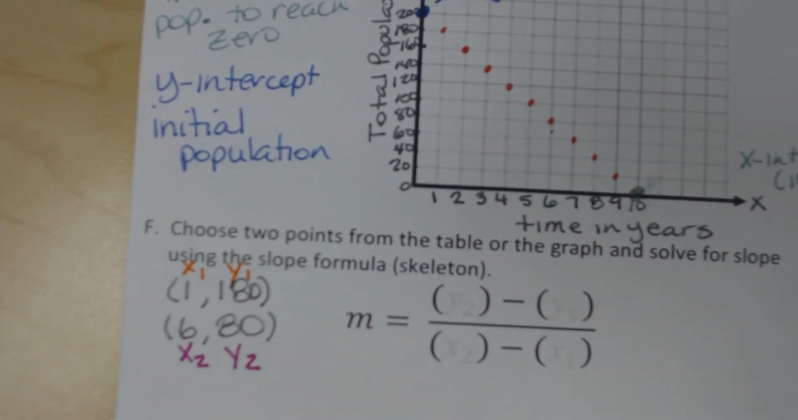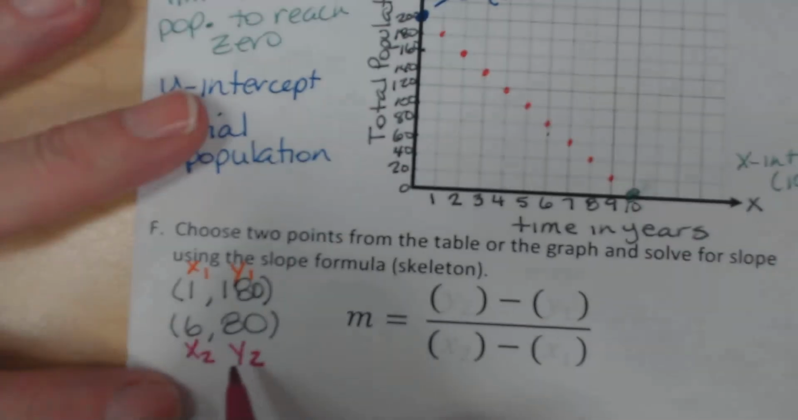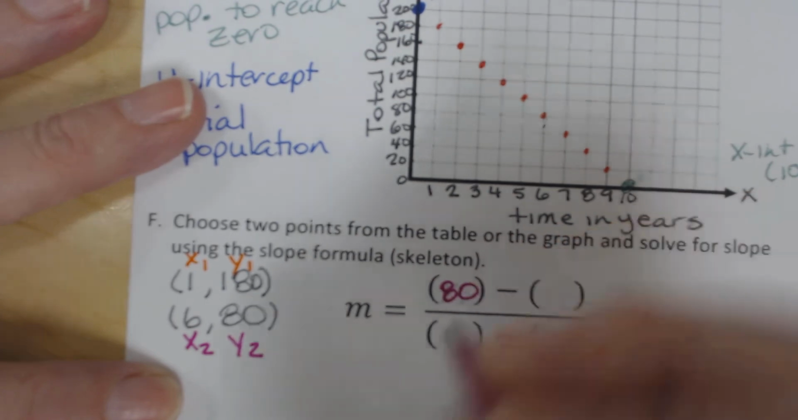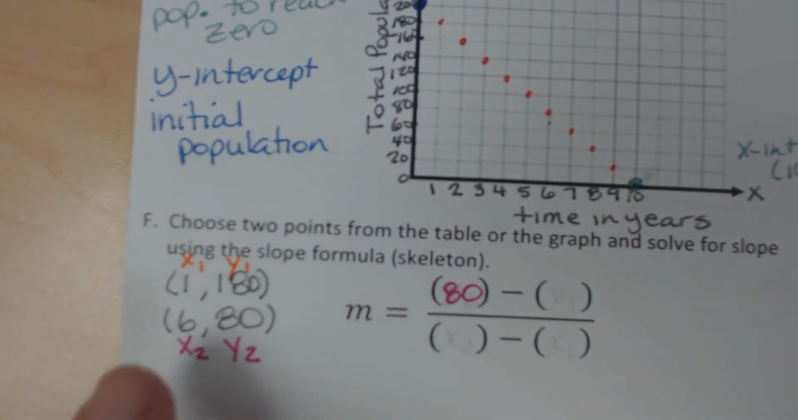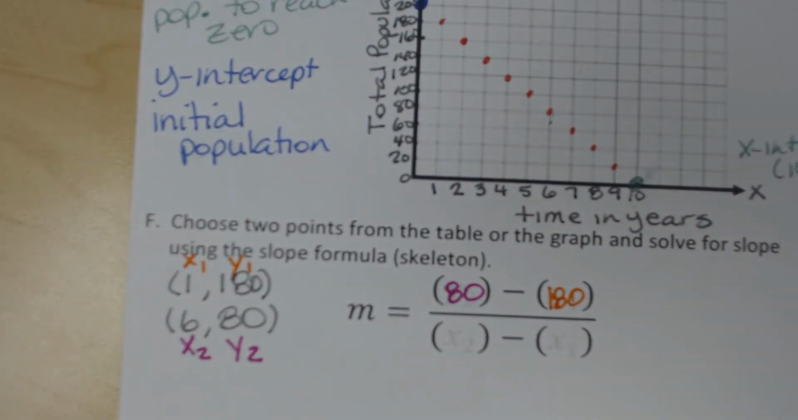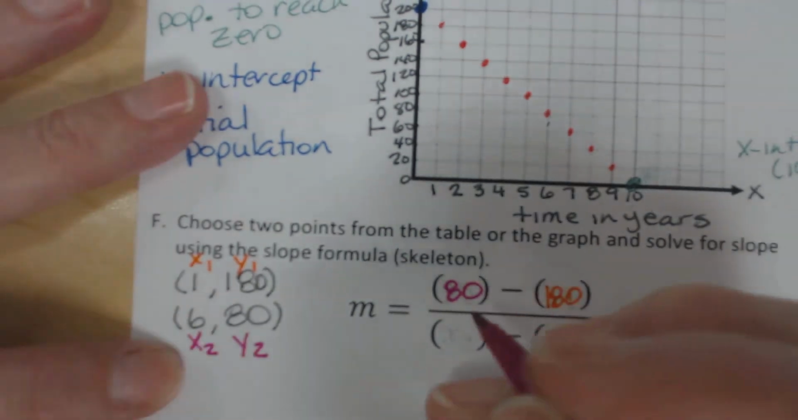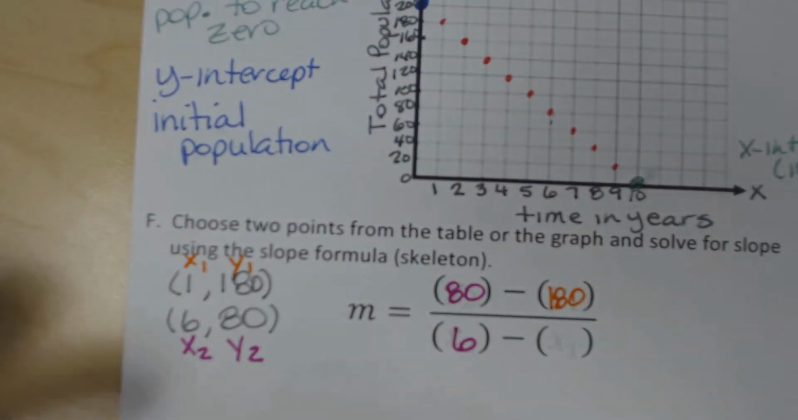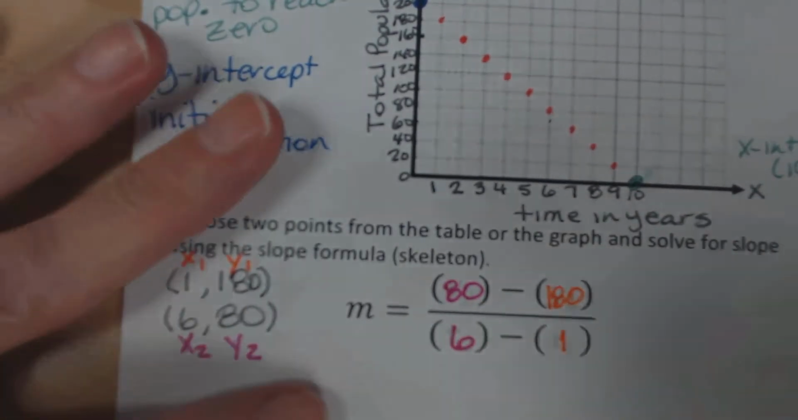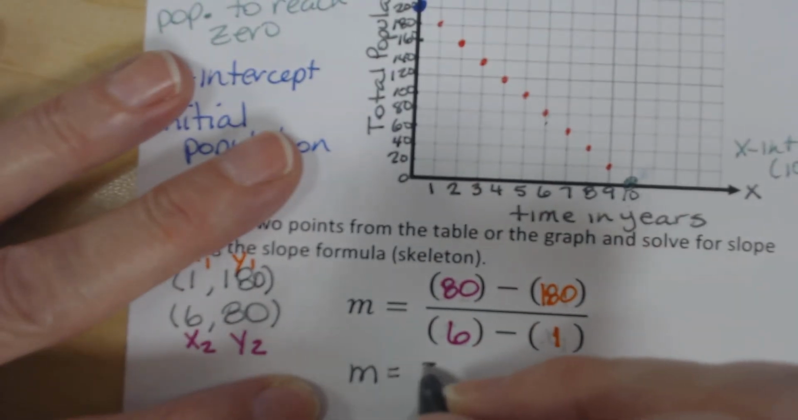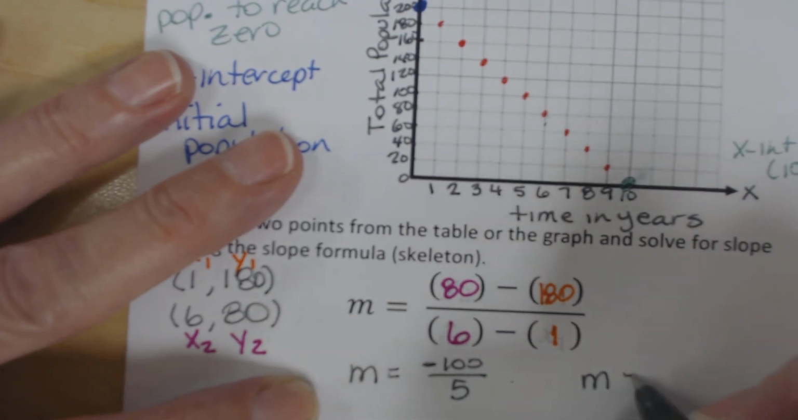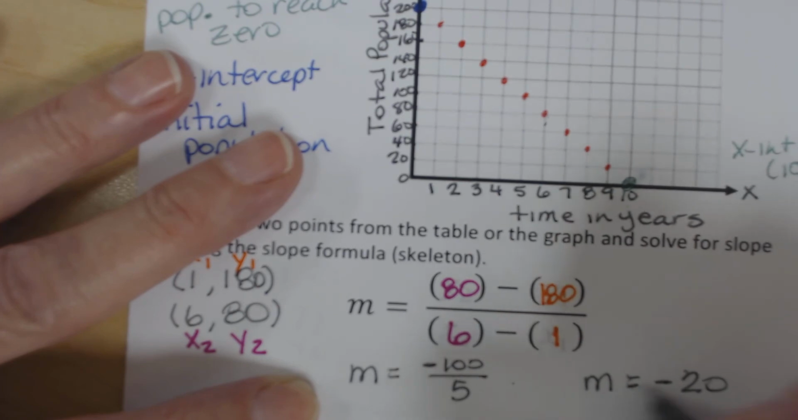And then just plug those values into the formula. So y sub 2 is 80, so this is where y sub 2 goes. So I'm just going to put an 80 here. And then y sub 1 is 180. So I'm going to do 180 in this location. X sub 2 is 6, and x sub 1 is 1. So if you put this into your calculator, you're going to get negative 100 over positive 5, and that will simplify to be negative 20.